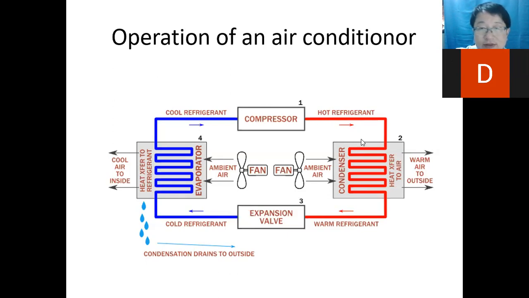Now the operation of an air con is like this. There is a condenser. The condenser will compress the air. When you compress the air, the temperature will increase, and of course the pressure will also increase. And then this compressed air will go through an expansion valve.